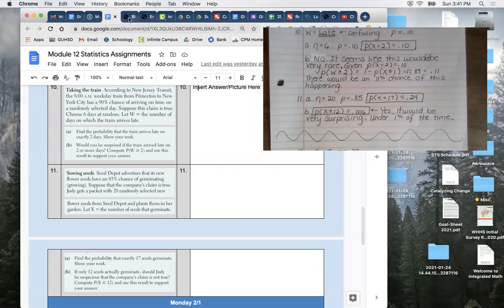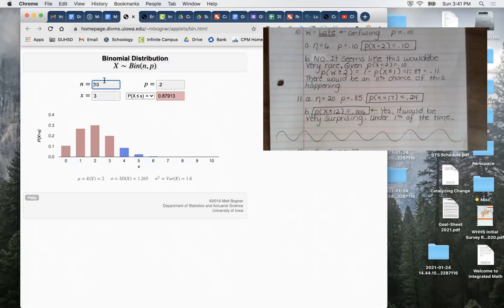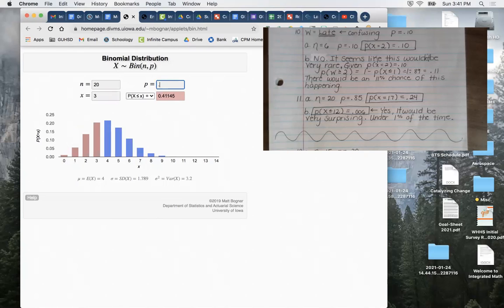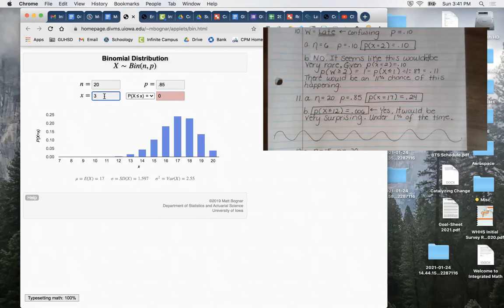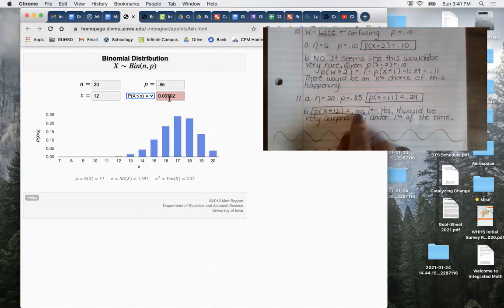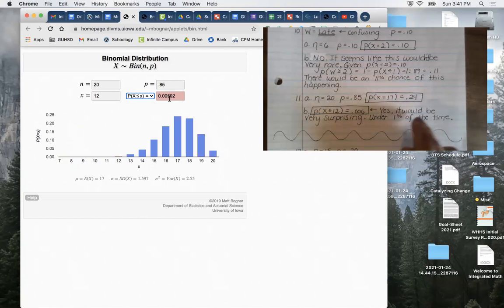So in that one, again, you're just typing in, and these actually go pretty quick. So I'll do this one. 20, I'm putting in the probability is 85% chance. And then from here, I'm going to put in 12, and I want to know less than or equal to 12. I have that, okay, 0.006. When you think of that as a percentage, it's less than a percent. Under 1% of the time. So that is very surprising.